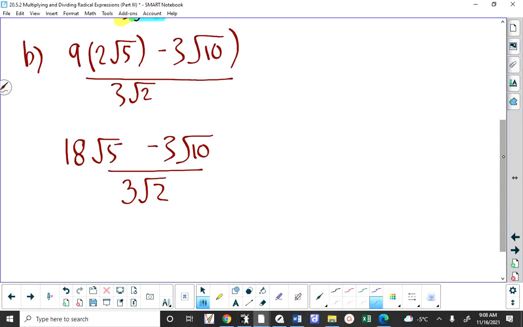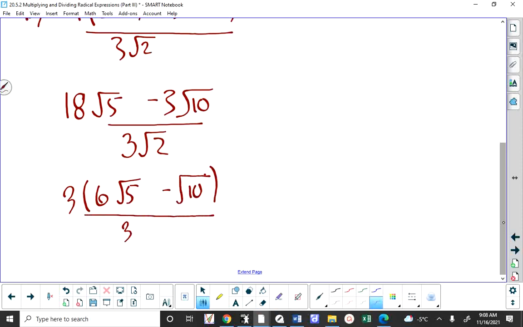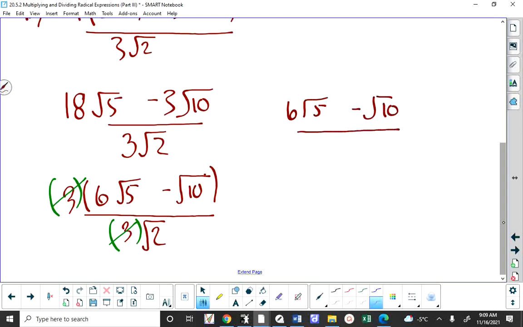But rather than me just slashing 3 from everything, I'm going to do it the proper way to remind you that what you are doing when you cancel, I've factored a 3 out of the numerator. What you were doing when you cancel is you were canceling a factor that is common. And I still have my root 2 here. Good? Okay. So let me rewrite that. I end up with 6 root 5 minus root 10 over root 2.